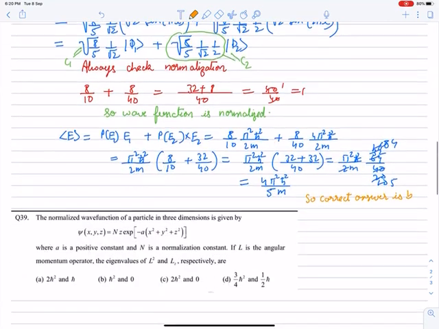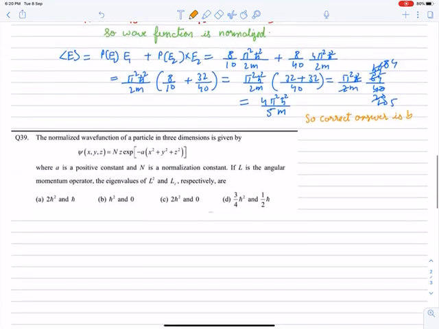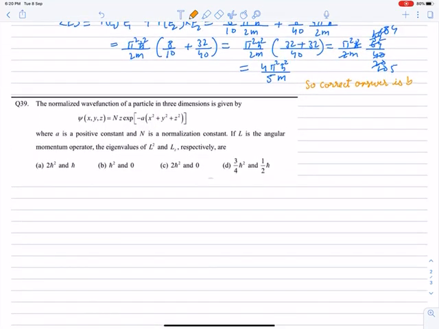Now we will move to the 4th question. It reads: the normalized wave function of a particle in 3 dimensions is given by psi(x, y, z) is equal to N z exponential of minus alpha (x square plus y square plus z square), where alpha is a positive constant and N is the normalization constant. If L is the angular momentum operator, find the eigenvalues of L square and Lz respectively.